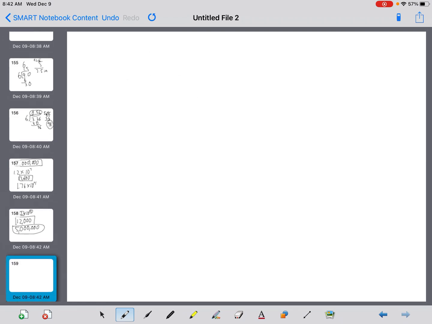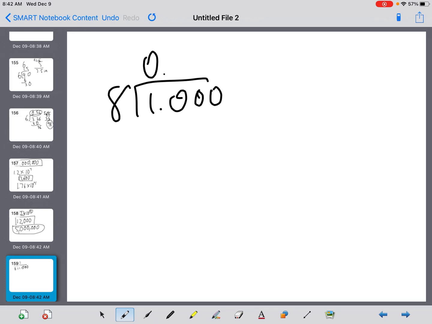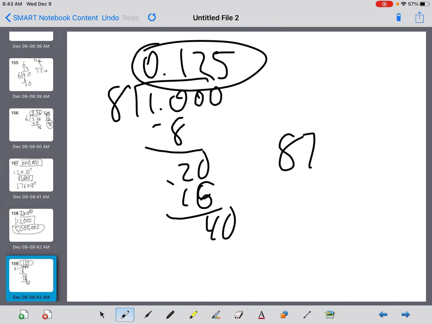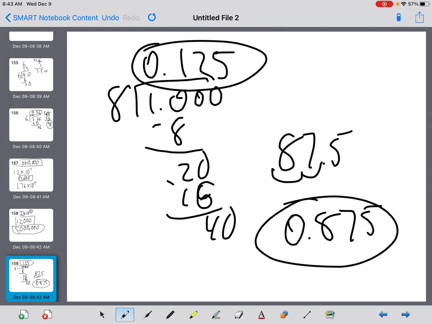Number 8, write each number as a decimal. Top in, bottom out. Hopefully you have the answer done already because you have it memorized. 8 goes in there 0, decimal straight up. 1 is 8, subtract 20, 2 is 16, subtract 40 is 5. Have it memorized. B, write that as a decimal. 1/2, guys, is 0.5. Now percent left twice, 0.875. That's 7/8, guys. Memorized.